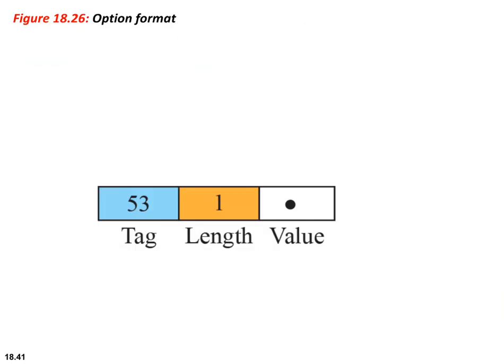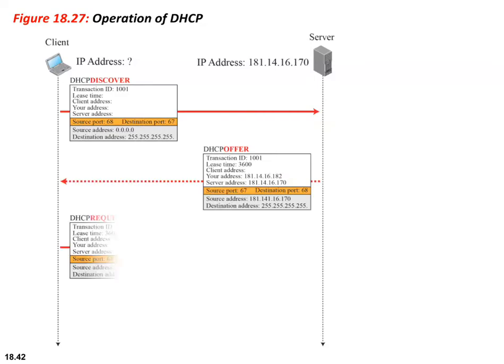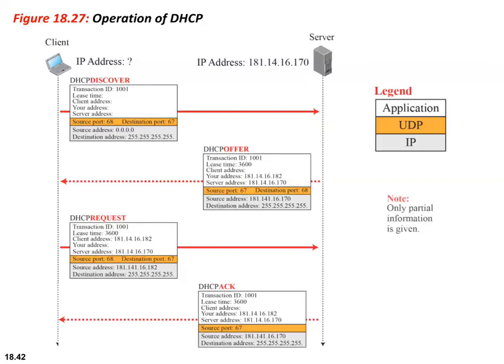Next is DHCP, which will be dealt with in the next class. Next we'll be going through network address translation, which is said to be NAT.